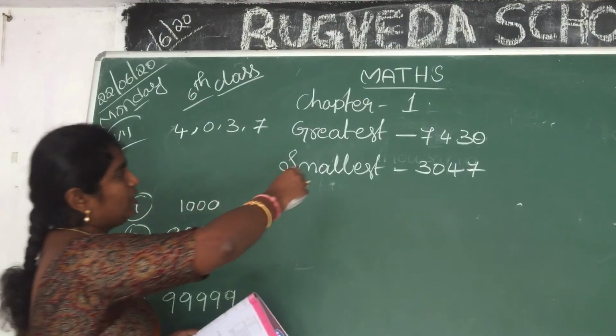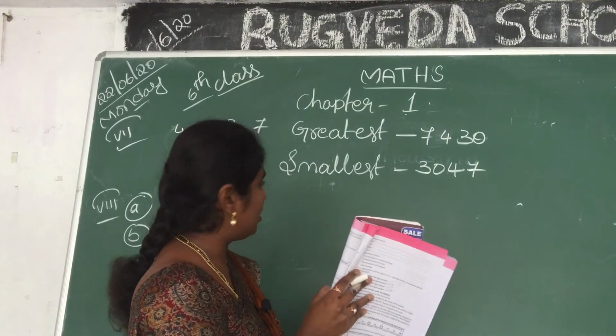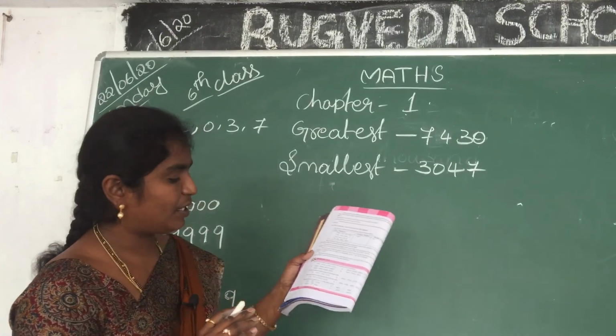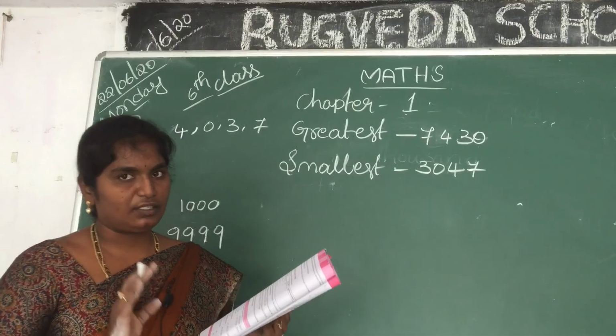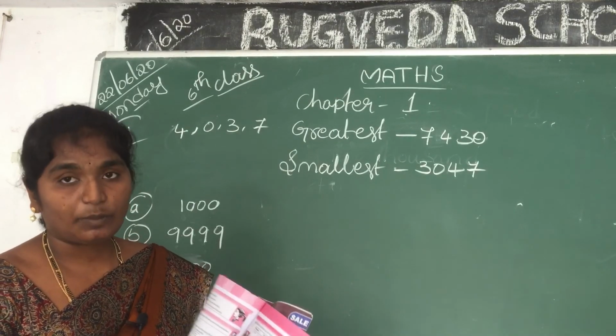So this is our exercise in the first chapter, exercise 1.1. I explained all 8 bits. I explained some of the problems. The remaining problems which I left, you have to do yourself in your homework books. Tomorrow I will explain exercise 1.2.